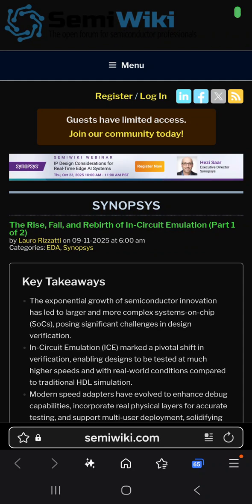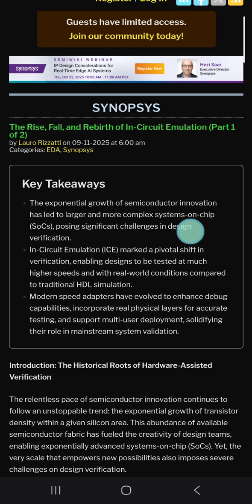The rise, fall, and rebirth of in-circuit emulation, part 1 of 2.